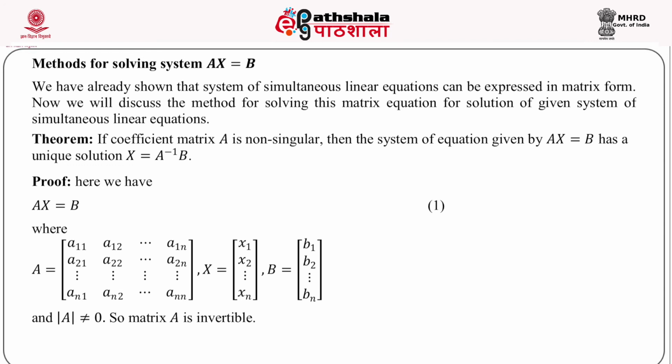First of all, I will prove this theorem. If the coefficient matrix A is non-singular, then the system of equations given by Ax equal to B has a unique solution, and the solution is given by x is equal to A inverse into B, where A is the coefficient matrix. Here we have Ax equal to B, where A is this coefficient matrix, x is the variable matrix and B is the right hand side matrix. And here we have assumed that determinant of A is non-zero, so matrix A is invertible.